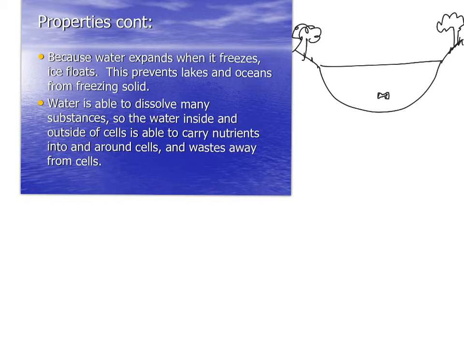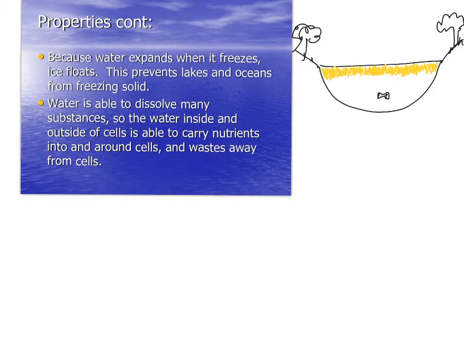When winter comes, have you ever wondered how fish survive the winter in ponds especially, but lakes? Well, what happens is the water on top freezes, and because ice is less dense than liquid water, the solid water stays on top. So the floating happens because water is less dense when it's solid. That's not the case for most materials. Most materials, the solid form is more dense and the liquid form is less dense. Well, not water. Water's reversed.